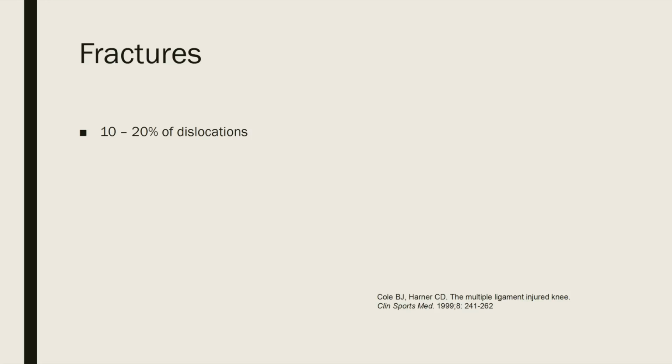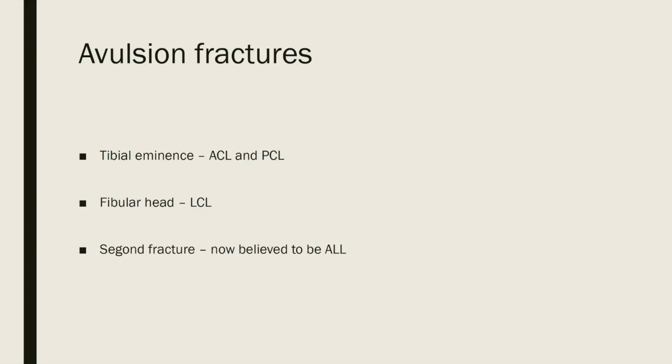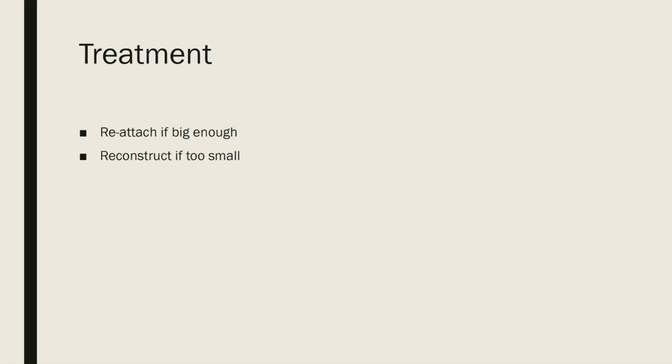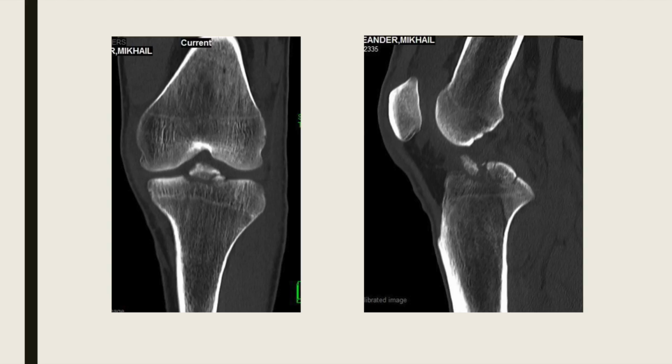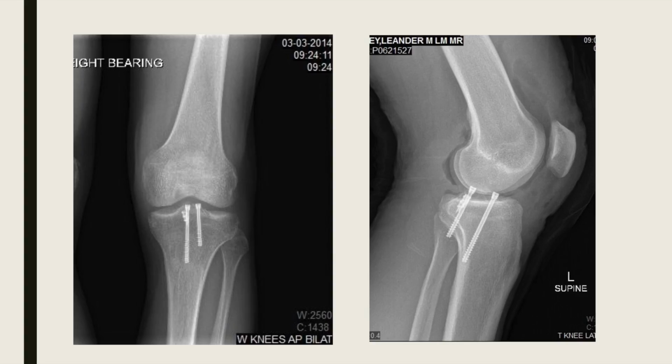I see I don't have much time left, but if we quickly look at fractures, we can look at avulsion fractures or tibial plateau fractures. Firstly, looking at the avulsion fractures, your tibial eminence is your ACL or your PCL, your fibular head is your LCL, and your Segond fracture is probably the anterolateral ligament rather than the ITB, in fact. And if the fragment is big enough, you can reattach it. If it's too small, you can do a reconstruction of the ligament. But if you can fix it back, then it's worth fixing back these tibial eminence fractures, the ACL and the PCL. It often goes, obviously, with the root of the meniscus as well.